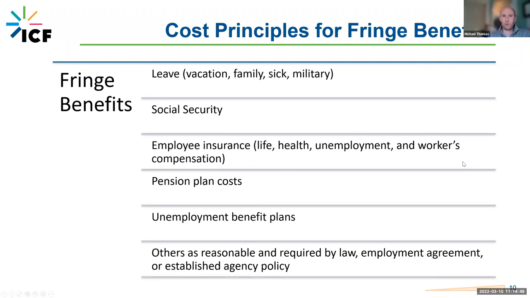And so cost principles for fringe benefits. These are the fringe benefits that are specifically mentioned in the uniform guidance. So we're talking about leave, Social Security, various employee insurance programs, pension plan, unemployment. And then they give you this general category too. So there are other things that would qualify as benefits if they're required by law, by an employment agreement, or by your agency's policy. So if there's something that your agency provides as a benefit to employees, then that's typically going to qualify here if it is based on your agency's written policy to provide that.